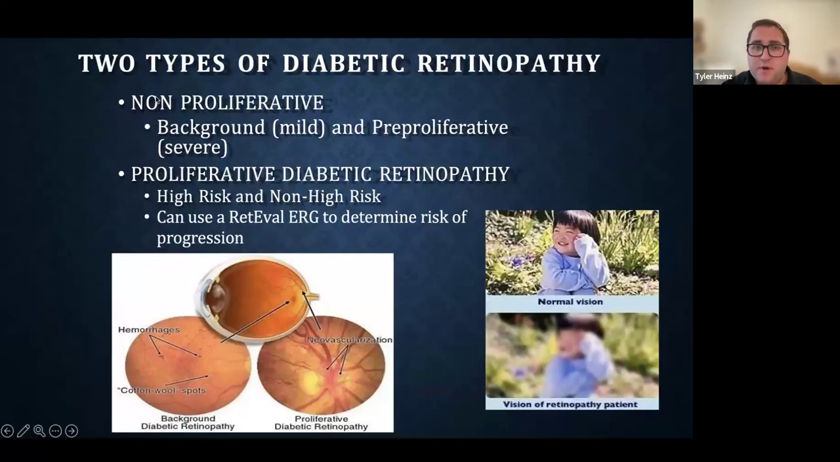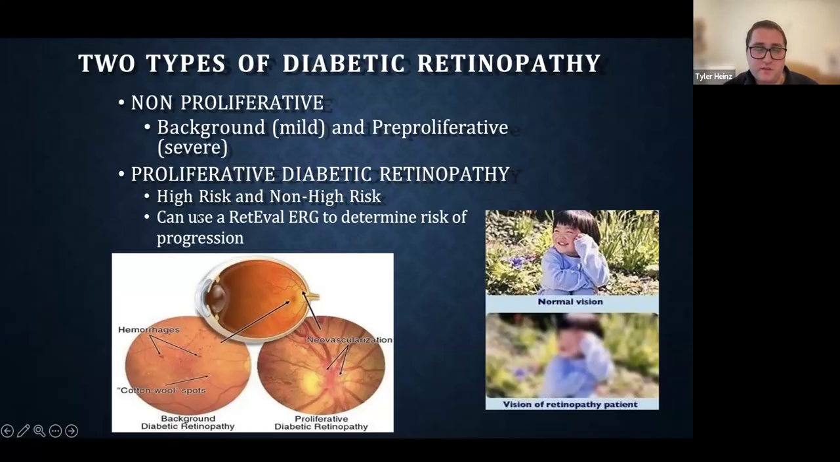So we have two types of diabetic retinopathy, our non-proliferative and our proliferative. The background mild, pre-proliferative diabetic retinopathy. So this is kind of before things are really getting severe. So you might have just a little bit of diabetic changes, but it's not really too crazy yet. Our proliferative diabetic retinopathy is when we have either a high risk or a non-high risk, and we can kind of determine between those. And we can also use something called a RET eval.